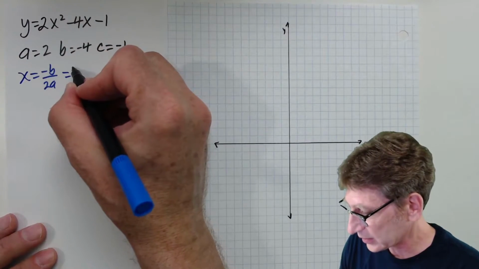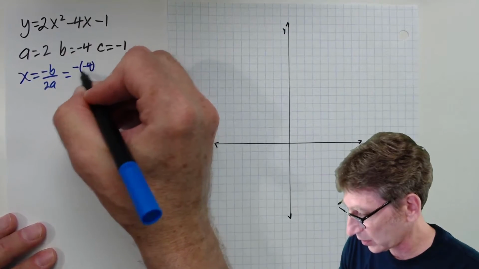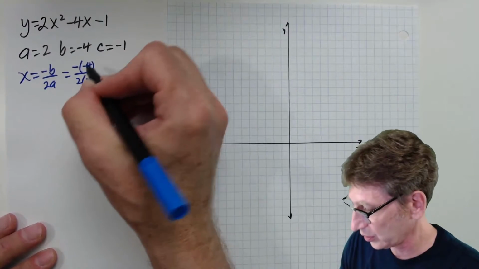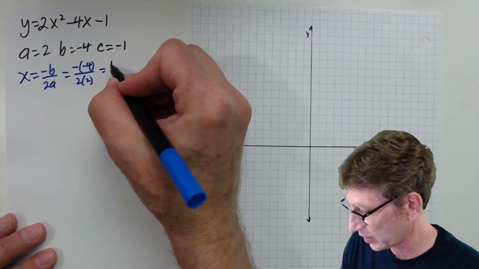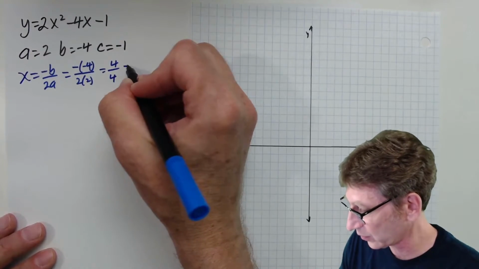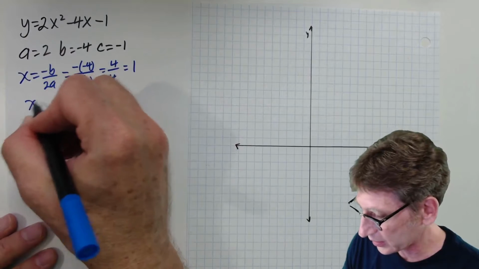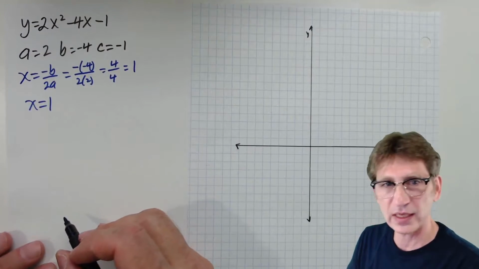Negative b, that's -(-4) over 2 times 2. -(-4) is +4, 2 times 2 is 4, 4 over 4 is 1. X equals 1. That is the axis of symmetry.